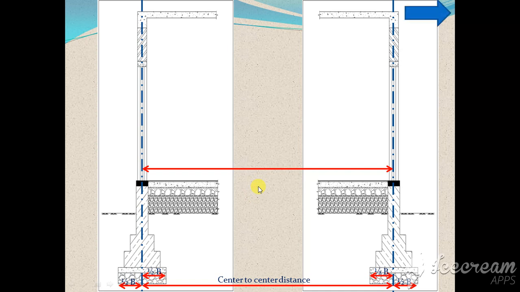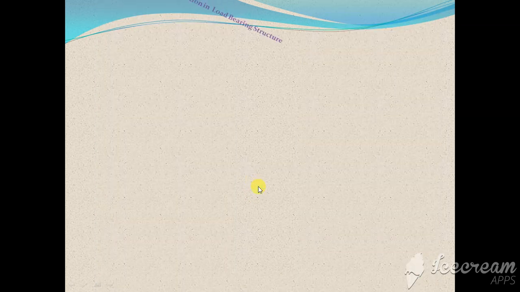So while going for this calculation, one should know the types of junctions in load bearing structures, because what happens in a junction is that somewhat more quantity is calculated, and that's why we should be aware of these junctions and how the deduction should be made for all types of junction.